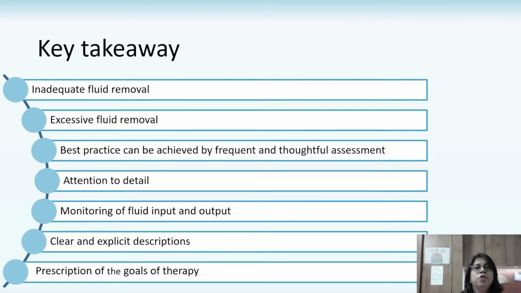What's important to remember in fluid management of the patients in CRRT is that inadequate fluid removal will result in imbalance in the patient's body, and this can result in other consequences like pulmonary edema and so many other things. But at the same time, an excessive fluid removal can also occur since we are infusing such large volumes of fluid, and this again should not be done.